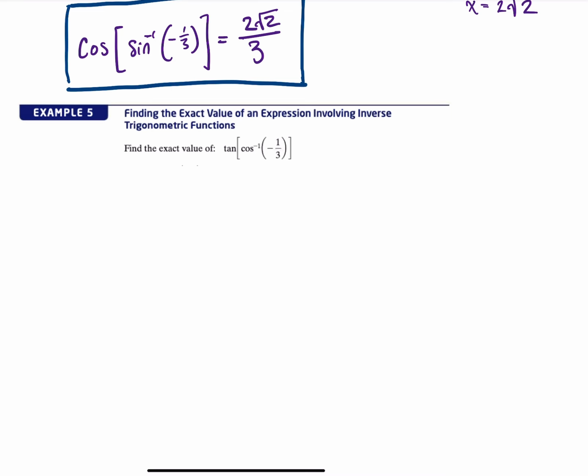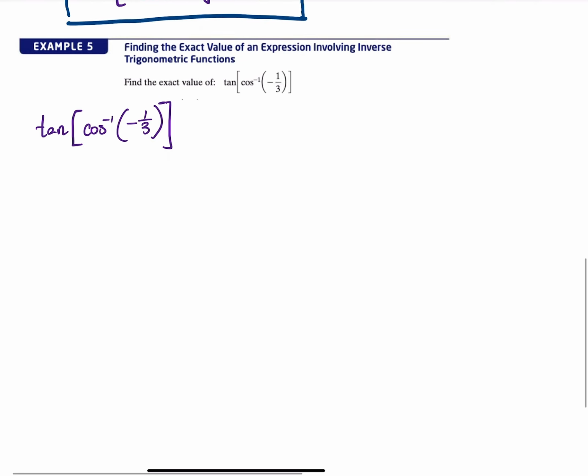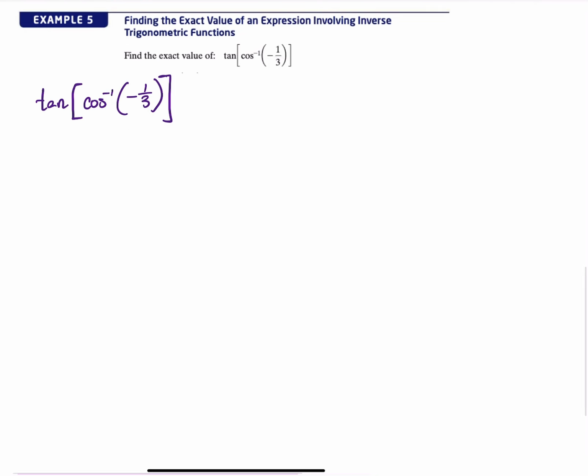Now we're given the tangent of the inverse cosine of negative 1/3. So let's follow that same process. I'm going to take the inverse cosine of negative 1/3 and set that equal to some angle. Well, let's stick with theta. We can call this y or whatever we want to, but we'll use theta.